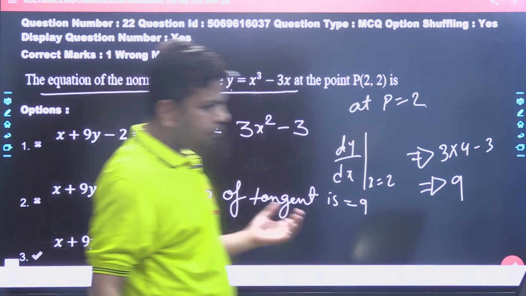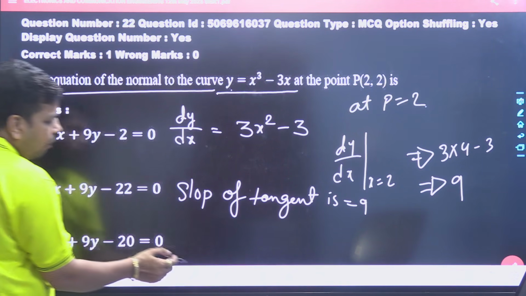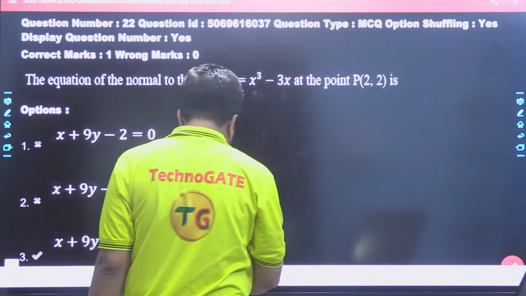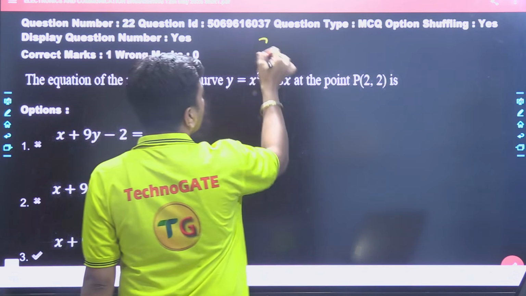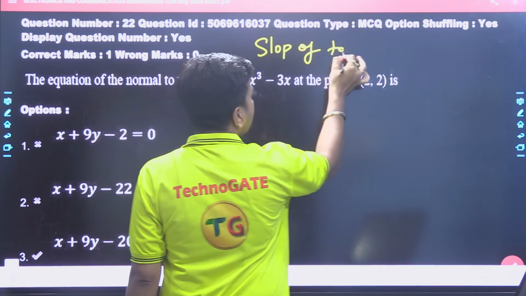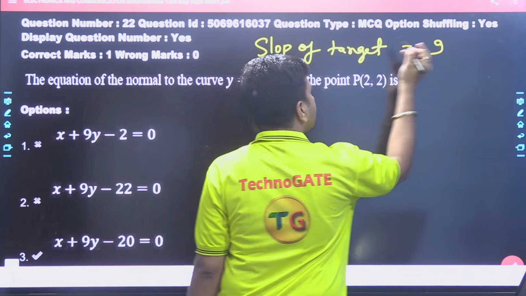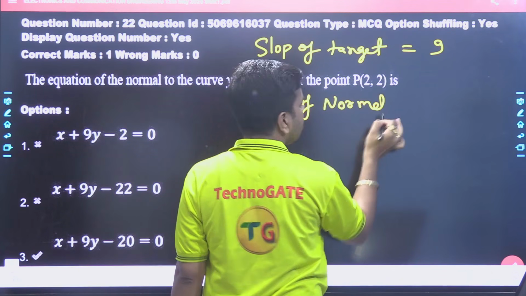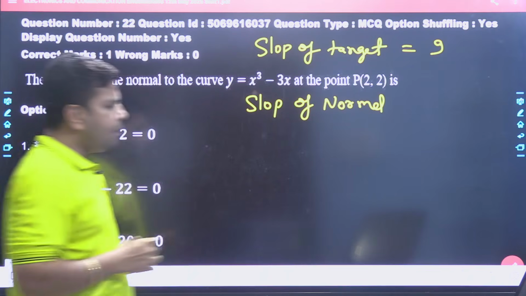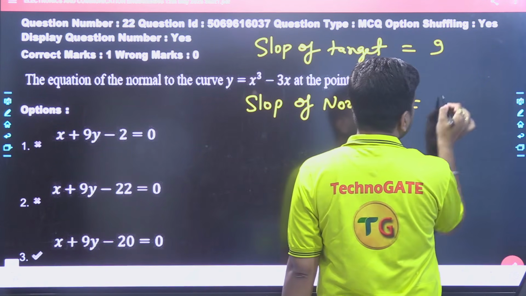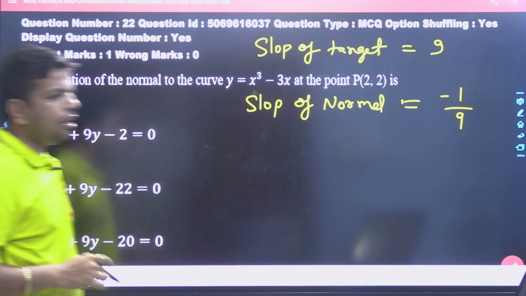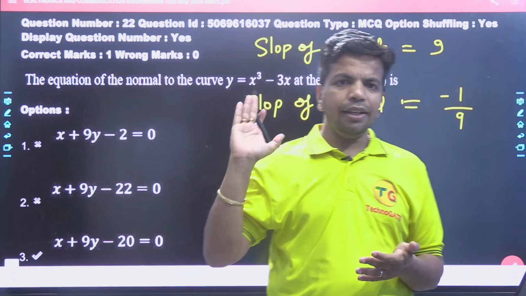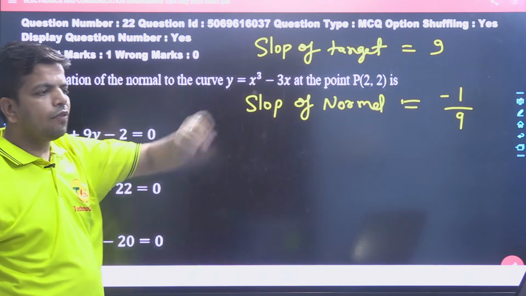Now we need to find the slope of normal. This is the slope of tangent; I'm just going to erase this. I'm just writing the value here. Slope of tangent is equals to 9. Now the slope of normal is simply minus 1 by 9. Normal is perpendicular to the tangent. So the slope of normal is minus 1 by 9.